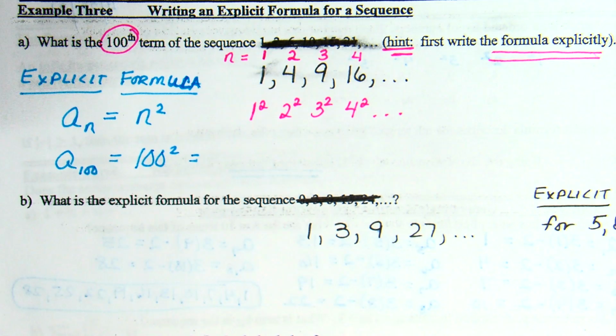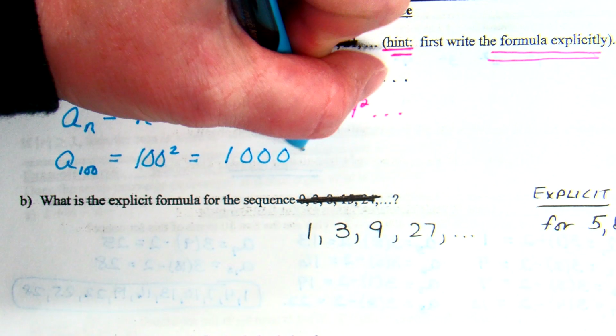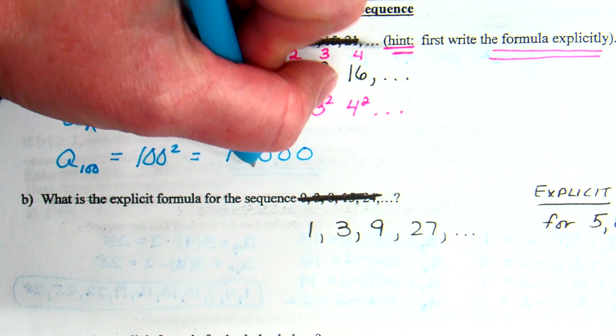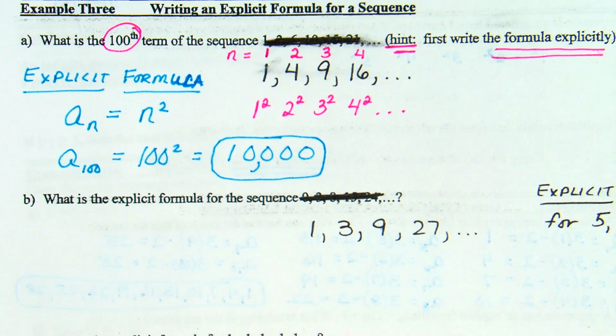100th term. So if I'm finding the 100th term, what do I do? 100 squared. What is 100 squared? My brain says a 1 with 4 zeros, which is 10,000. Now, the explicit formula made it pretty easy there, right?